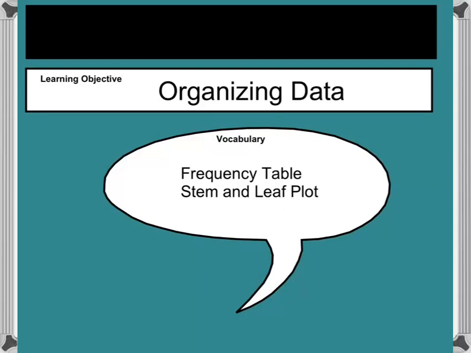Okay, so today we're going to start talking about how we organize data. We're going to cover two different ways of organizing. First, the frequency table, and then the stem and leaf plot.